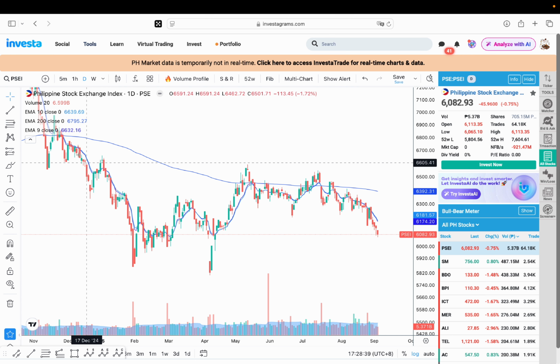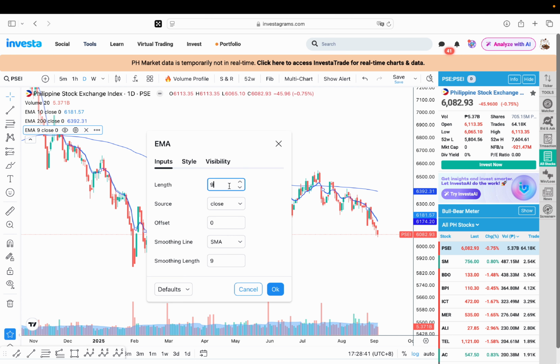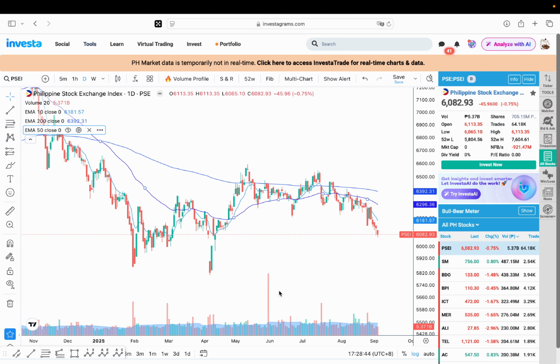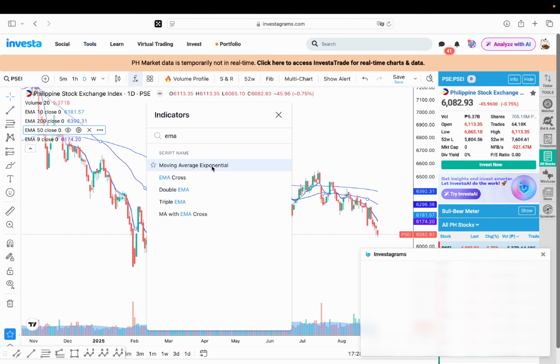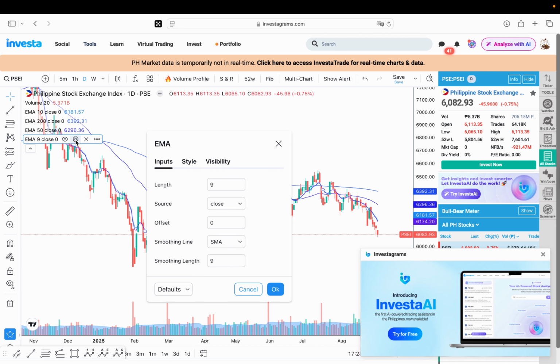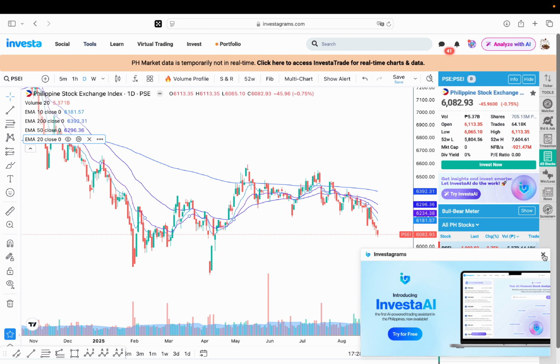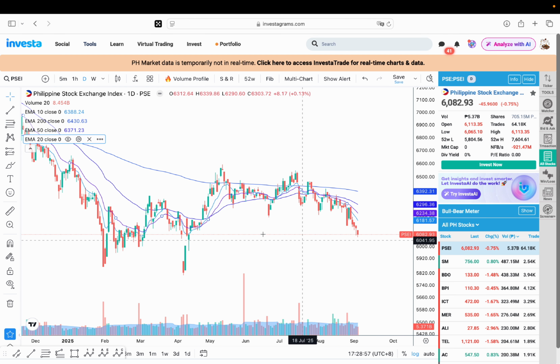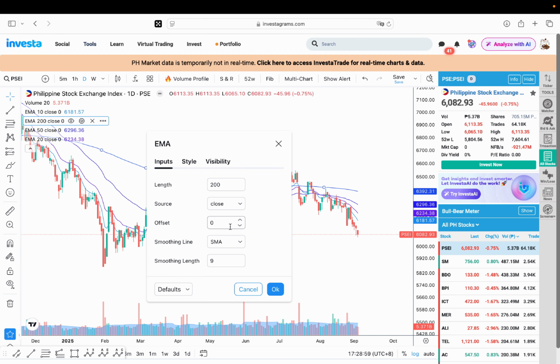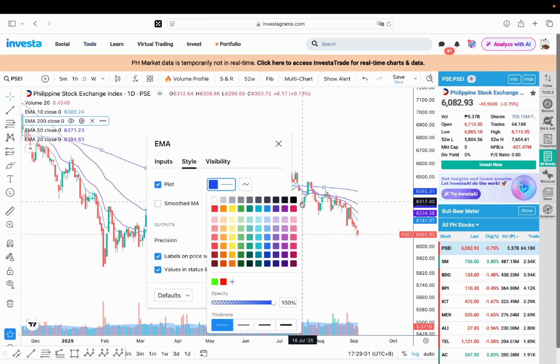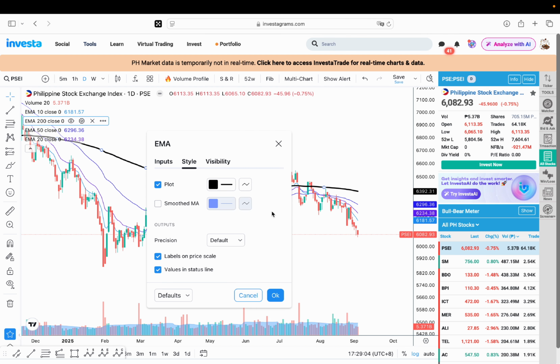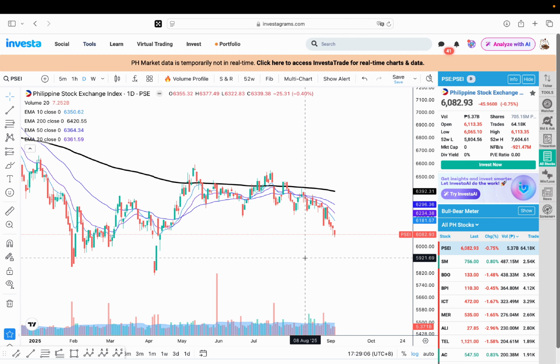Okay, so what I mainly use is the following. So I use the 10-day, the 20-day EMA. Let me add it here. 20, 50-day, and 200. Okay, let me just change the colors so that it would be easier to identify. So black for 200. All right.